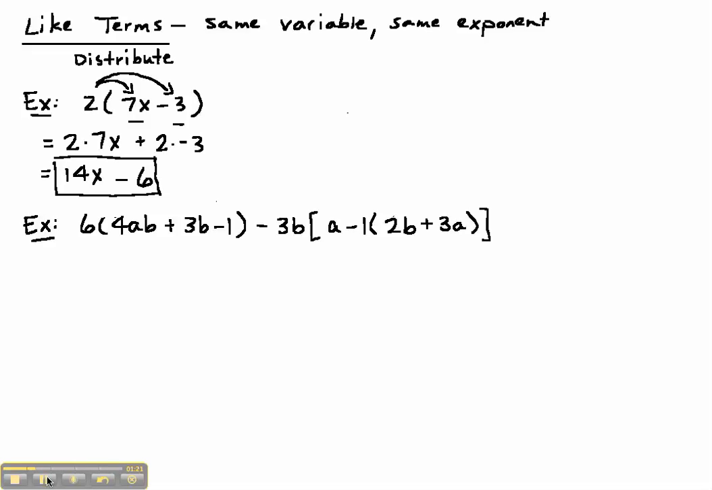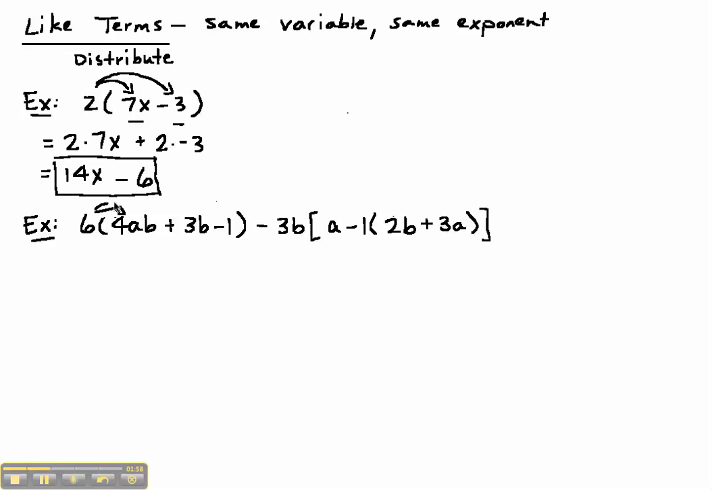And now moving on to the second example, this is longer, a little bit more complicated. We're still following, in general, the order of operations, where we want to look inside the parentheses first and see if we have any like terms. In the first parentheses, we've got 4ab plus 3b minus 1. We do not have any like terms because the first one has an a and a b, and the second one only has a b, so we cannot say that those are like terms. So the only thing we can do in the first set of parentheses is to distribute.